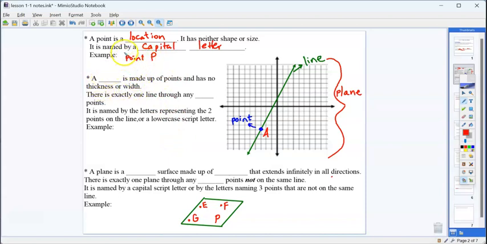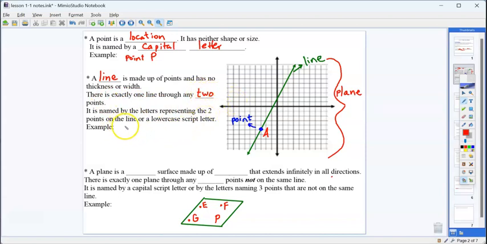Then we jump to a line. If you'll notice, we're progressing. It takes points to make up our next entity, which is a line. So a line is made up of points. It has no thickness or width. Now I know when we draw a line, sometimes we make it wider or skinnier, but that's just the representation of the line. Theoretically, technically, it does not have thickness or width. There is my next statement: there is exactly one line through any two points.